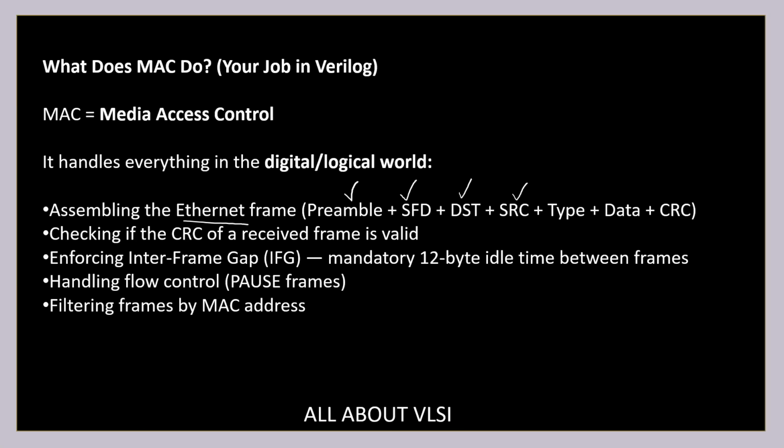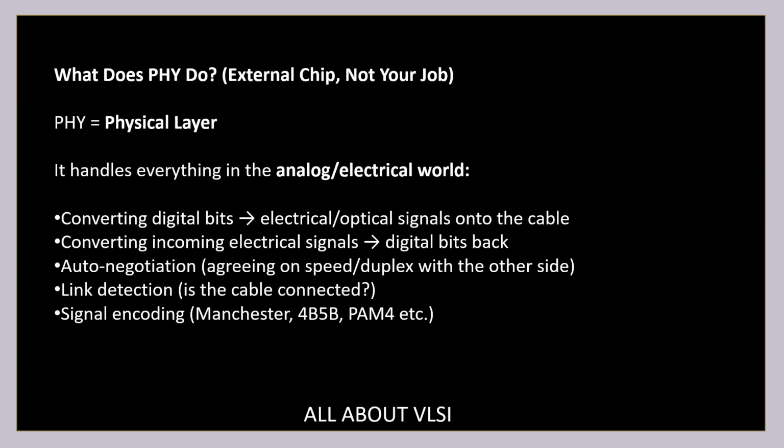An Ethernet controller is also going to perform CRC checking of a received frame to see whether it is valid or not. It receives a frame and performs CRC checking. There will also be something known as the interframe gap, which we are going to see. It is also going to handle flow control by pausing frames, and filter frames by MAC address. This is what a MAC controller is going to do, and this is what we are going to develop the code for. Now coming to my physical chip.